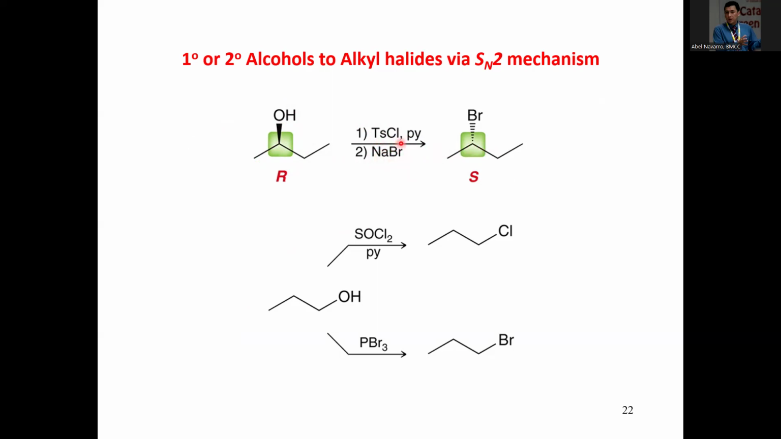Tosylation does not change the stereochemistry. What changes it is the nucleophile, which is the one that does the SN2. This reaction is not SN2. This is the SN2, so the only inversion will be after the NaBr. So the NaBr will change it. For the OH, you can do another alternative. If you don't want to go through this, you can use SOCl2, thionyl chloride. Let me write it.